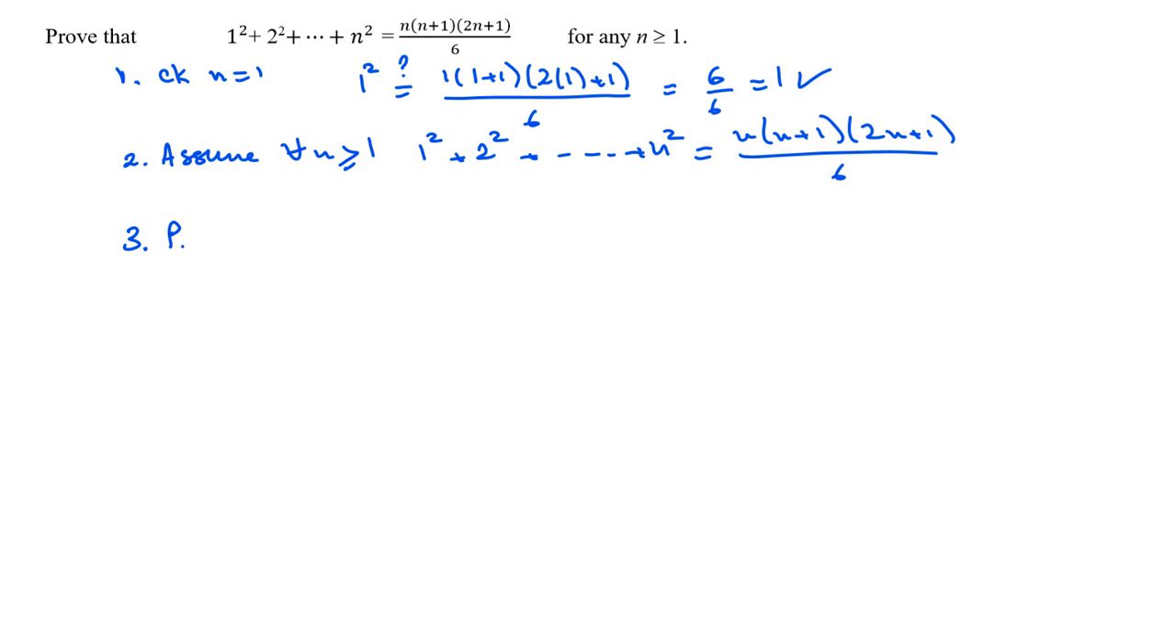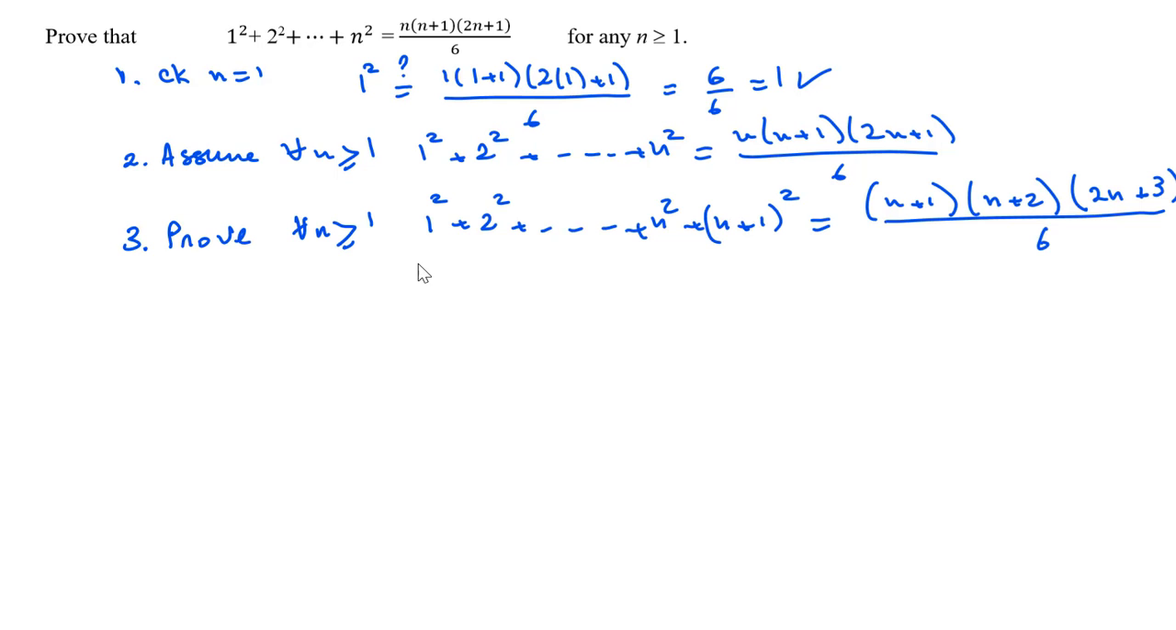Number 3, I'm going to check for n plus 1. So what does it mean? Replace every n with n plus 1. So n plus 1, n plus 1 plus 1 is n plus 2. And replace n with n plus 1, so it's going to be 2n plus 2 plus 1, which is 2n plus 3. So again, distribute the 2 with the n plus 1. That's what we need to prove right here. That means you go from the left hand side and you must get to the right hand side.